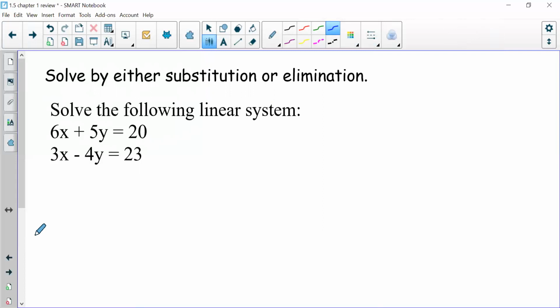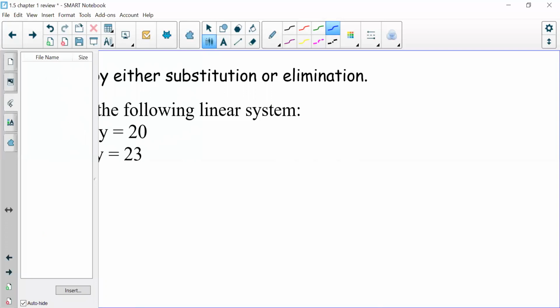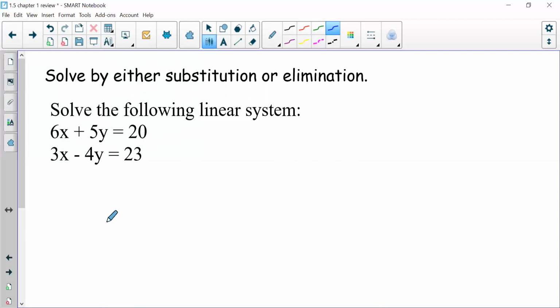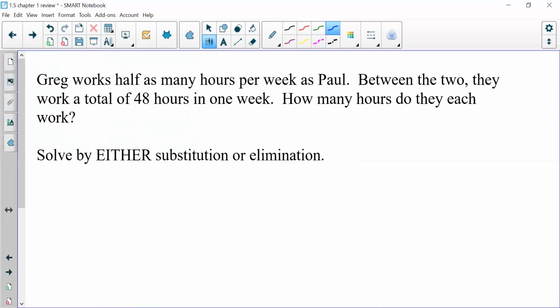What are some of your other thoughts about your options? Yeah, you don't have a single variable that's positive with a coefficient of 1. I have a 6, a 3, a 5, and a 4. All of them are going to be really clunky to rearrange and to work with. So I would say don't pick substitution. You could do it if you really like a challenge. Otherwise, just pick elimination. Joel's saying we're going to make these both 20.